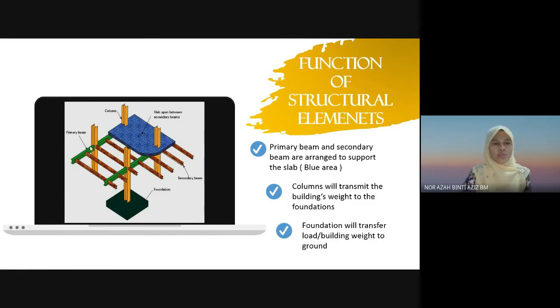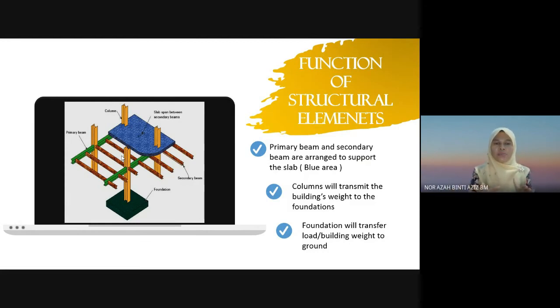What is primary beam? What is secondary beam? Primary beam is a beam which is supported by column. At both ends of the primary beam, there is a column. So primary beam is supported by column. But secondary beam, you see, is supported by primary beam. Secondary beam is supported by primary beam.